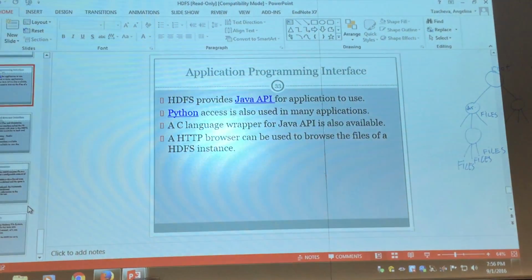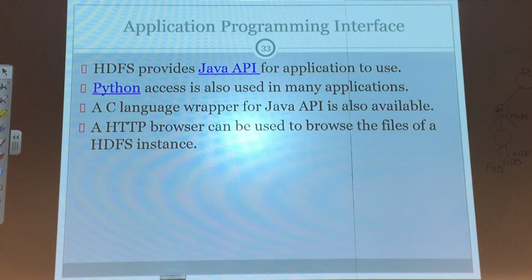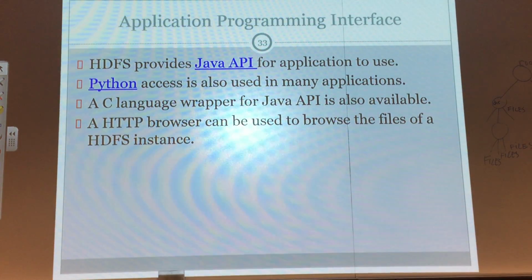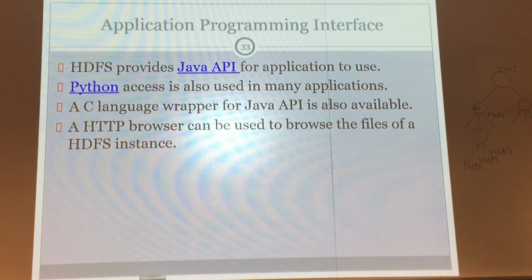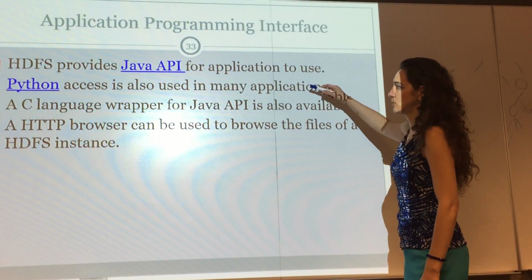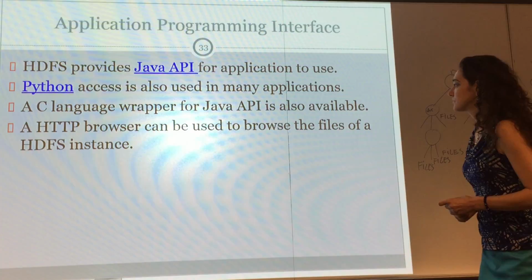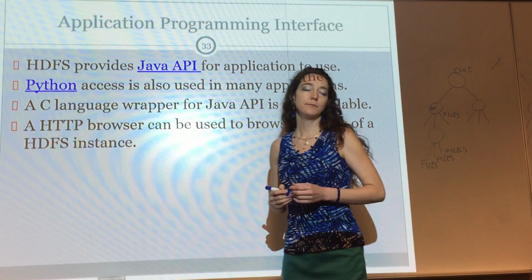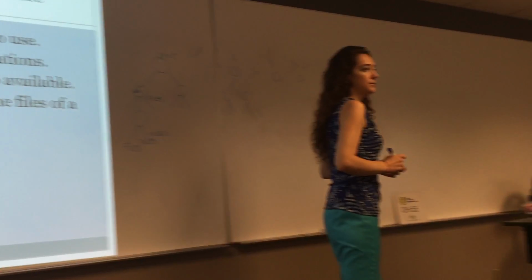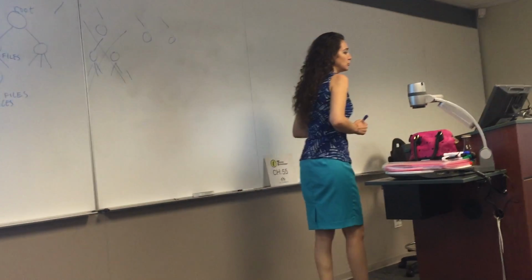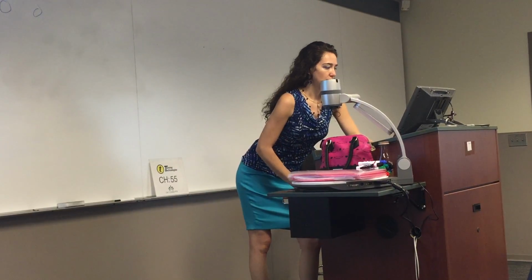The functions that I mentioned earlier can be accessed through an API. So if we want to use the cluster, there is a Java API for applications to use. There is Python access also. There is a C language wrapper for the Java API. And also, because this is a network using TCP/IP, we can connect to it remotely and look at the files through a browser interface, through the web protocol, HTTP.